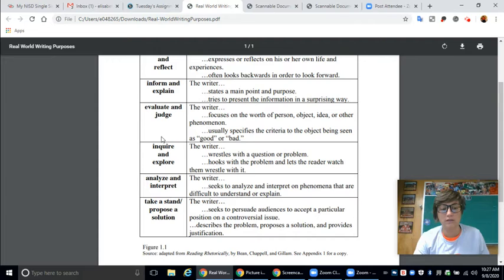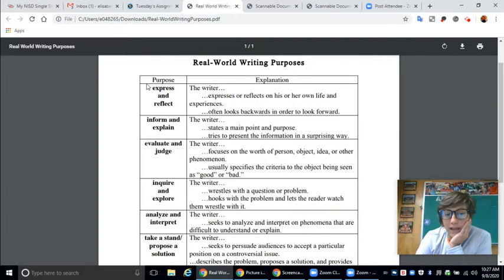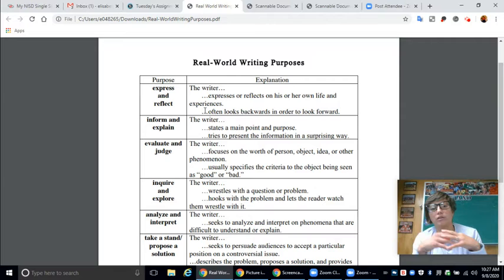There are six purposes for which we will write in the real world. Purpose number one is to express and reflect. In this purpose, the writer expresses or reflects on his or her own life and experiences. This often looks backwards in order to look forward. What did you go through or experience in life that caused you to change? The next purpose is to inform and explain. In this one, the writer states a main point and purpose, or tries to present the information in a surprising way. Tell me something about your topic that the reader might not know.